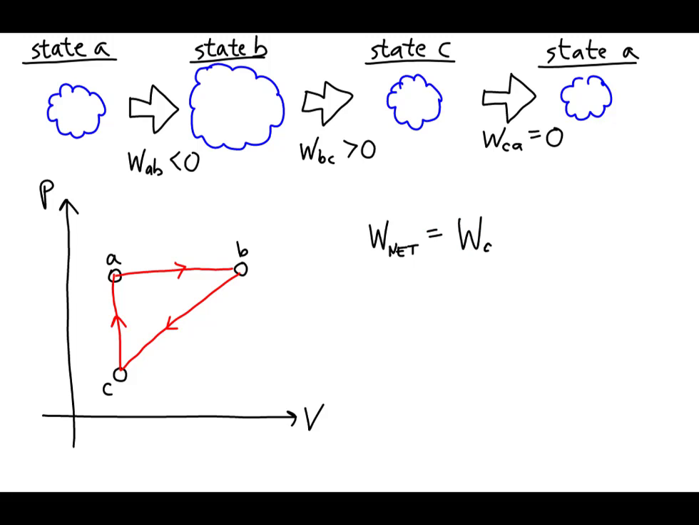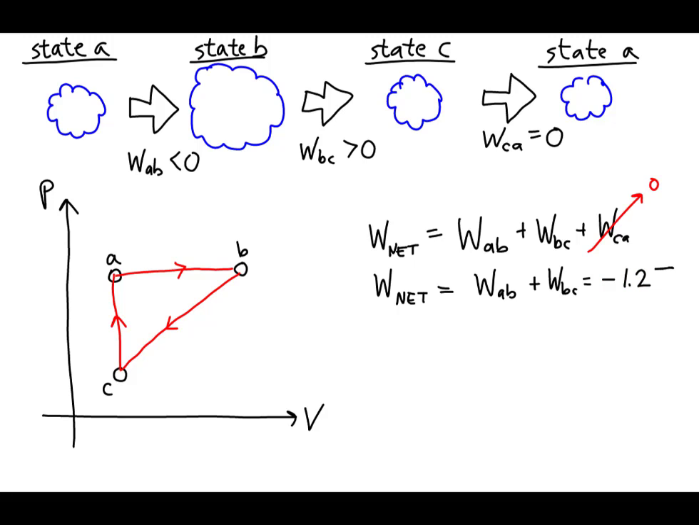The net work is the sum of the works done on the gas for each of the thermodynamic processes in the cycle. Since there is no work done on the gas from C to A, we can eliminate this term. We see that the net work done on the gas is the sum of the work done in expanding and compressing the gas, which is given as negative 1.2 joules. We should recognize that this work is equal to the negative of the signed area bounded by the processes represented as a cycle in our PV diagram.